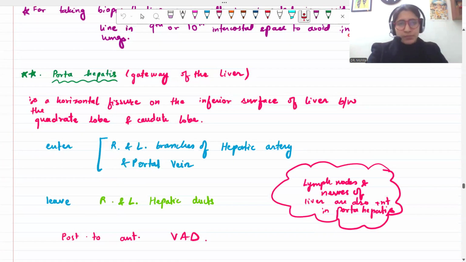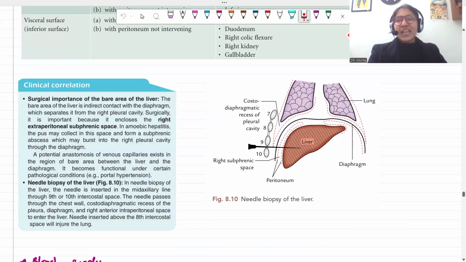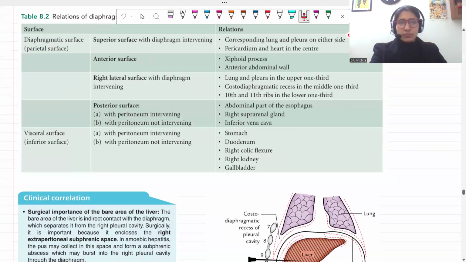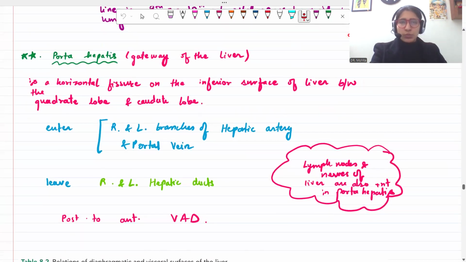So if we want to do the needle biopsy of the liver, if we want a tissue sample from the liver, we can go through the 9th or 10th intercostal space, so that we don't injure the lungs. So we can go from here to reach the liver and take a sample. This is the needle biopsy of liver. All good? Should we move forward?